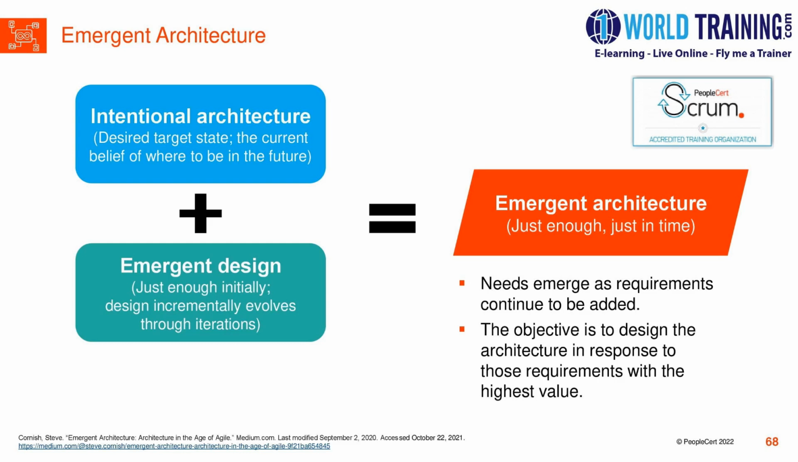In addition to that, there is an emergent design. So emergent design refers to designing just enough initially and designing the increment as it evolves during the iterations. So as the sprint progresses through different iterations, if there are changes in the design which are supposed to be incorporated, try to come up with those designs at that point in time and do the emerging design. So these are the two aspects, intentional architecture and the emergent design.